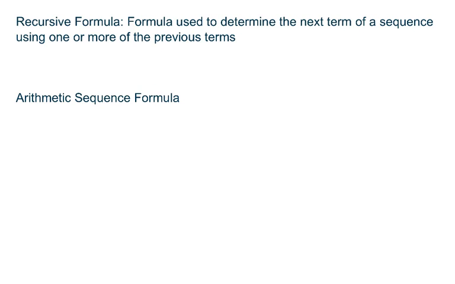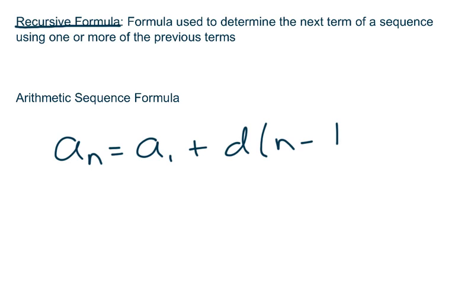Rather than writing out each individual term the way we just did, we can use what's called a recursive formula. Recursive formula, another vocabulary term, is a formula used to determine the next term of a sequence using one or more of the previous terms. It's kind of a mouthful. Basically, you're using original numbers or older terms to figure out your next terms. In an arithmetic sequence, there is a formula for it. It looks like this. a sub n is equal to a sub 1 plus d times n minus 1. Now, we have lots of variables going on. The n, these are not going to change.